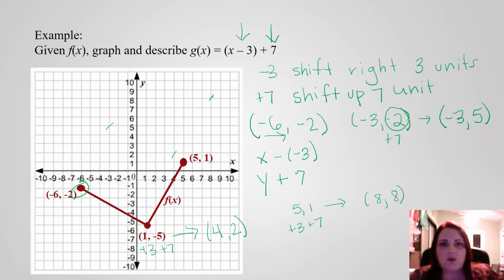Right there. So let's draw a line here, and from here to there. And let's call that g of x.